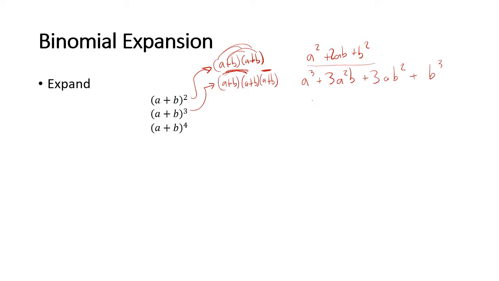And then if we do this one, this is just a plus b times a plus b times a plus b times a plus b. There you go. This will be a to the fourth plus 4a cubed b plus 6a squared b squared plus 4ab cubed plus b to the fourth. And so those are how these things expand. Now, I did a couple more, so let me show you what those would look like.